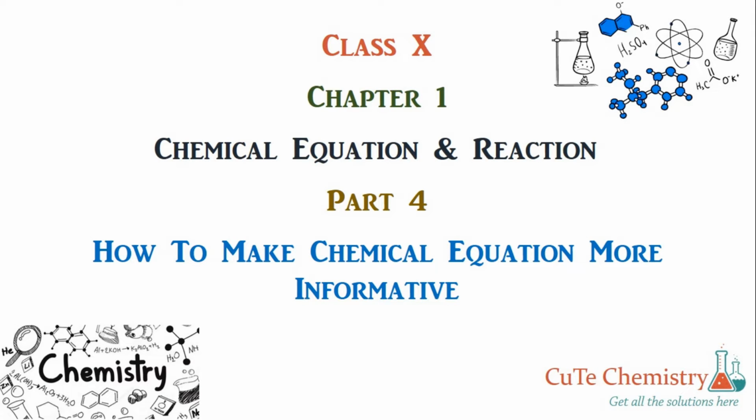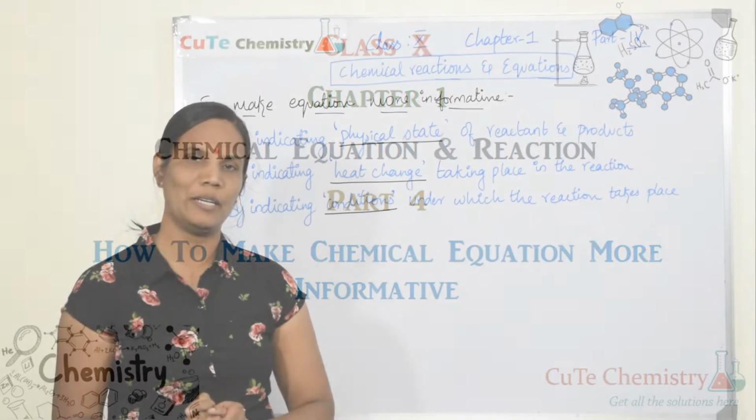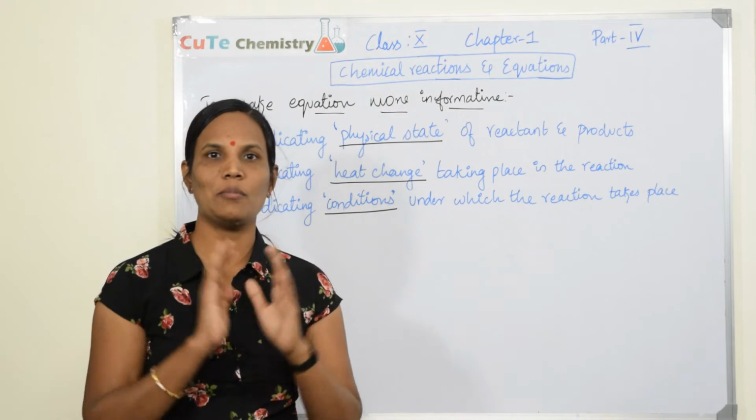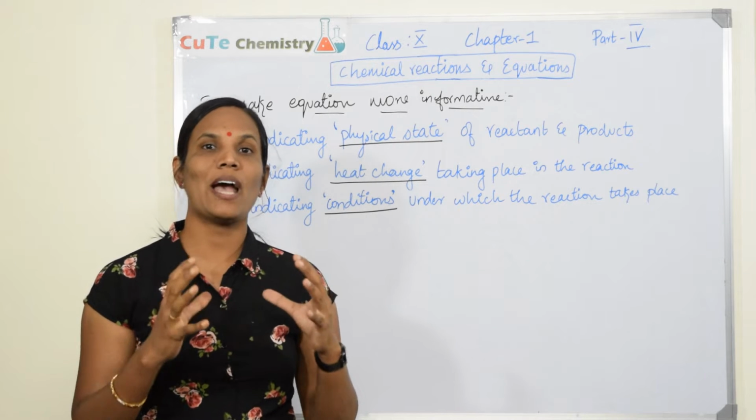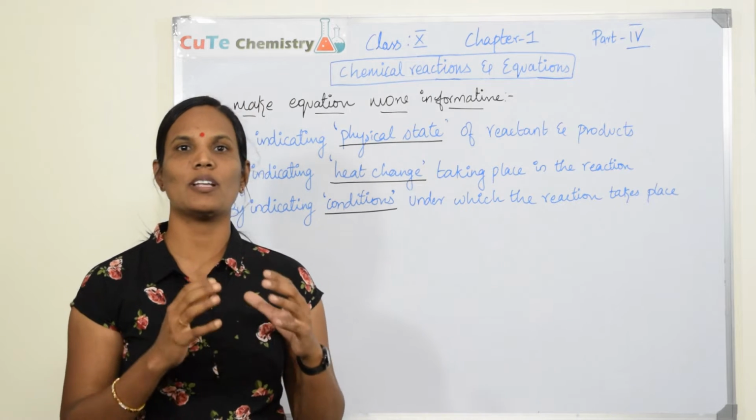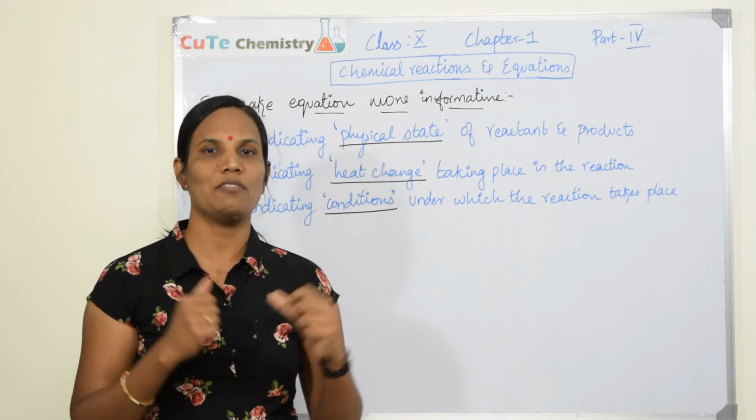We are in part 4 of chemical reactions and equations, and in today's session we are going to study how to make a chemical equation more informative. So we know to represent a chemical equation by writing its formulae, but we have to add some additional information so that the equation can be more informative.